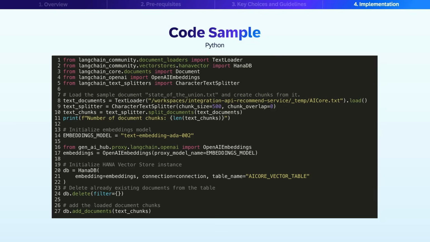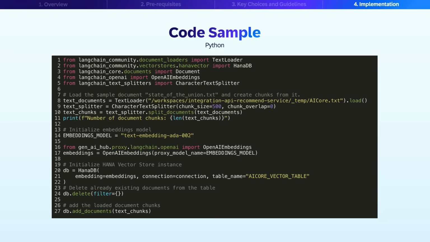In SAP HANA, we will use the table vector_table to store these embeddings. Once the database instance is created with the associated table, we will clear any existing content and then add the documents to the database. Using the embedding model SDK, we'll convert all the chunks into embeddings and we'll store them in a table in a HANA vector store.